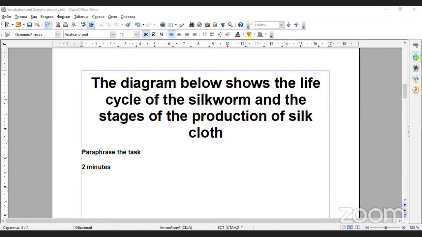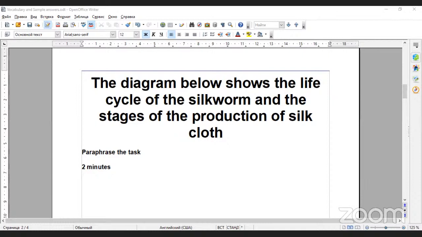either overall or in general. And then there can be some introductory phrase, although it's also optional. It can be seen that the process consists of blah, blah, blah stages beginning with blah, blah, blah and ending with blah, blah, blah. So you just need to say how many stages there are and what's the first stage and what's the last stage. However, in our process today, there are two groups of stages, and you need to describe both of them.